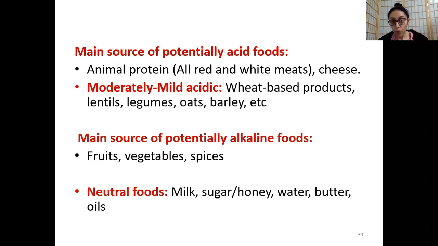So you have animal proteins like all of your red meat, white meat, and cheese. These are considered as your acidic food. Then you have your moderate to mild acidic foods. These are all of your, say, vegetarian protein, like your pulses, legumes, and even your cereals and things like that. All right, then you have your alkaline foods, which are all of your fruits, veggies, and your spices as well.